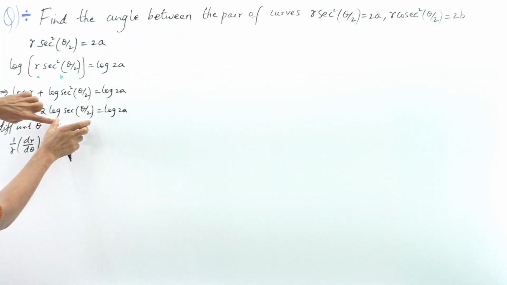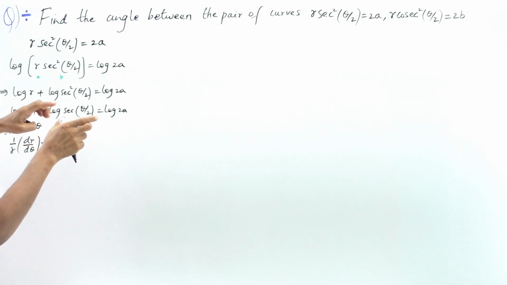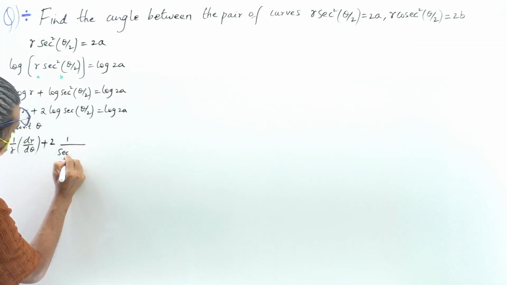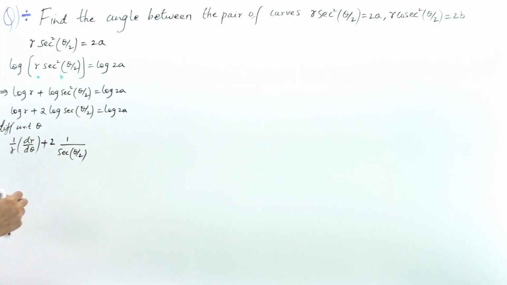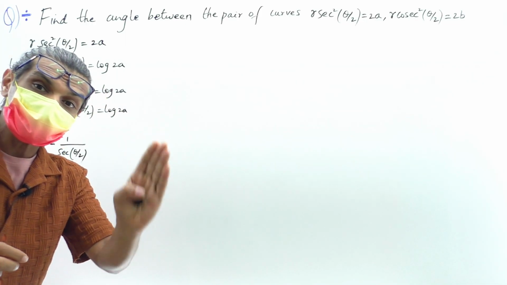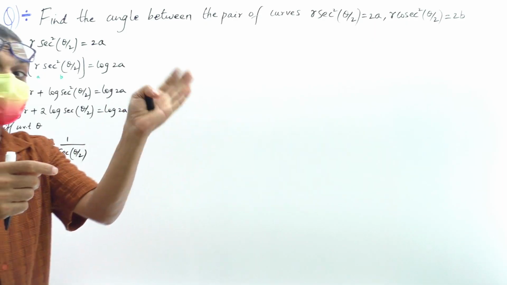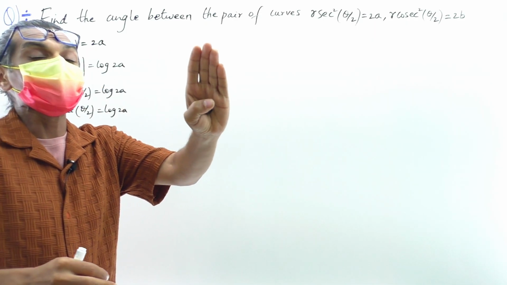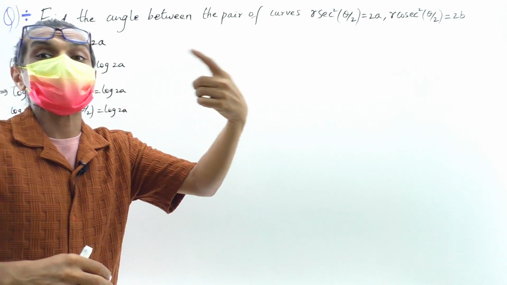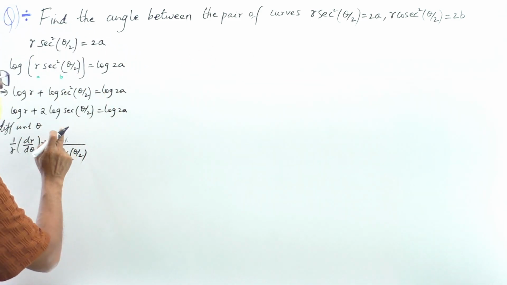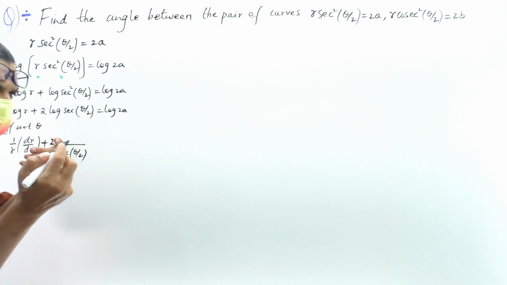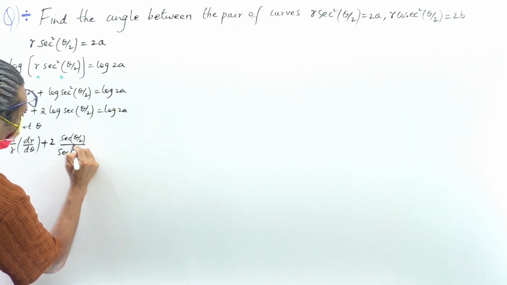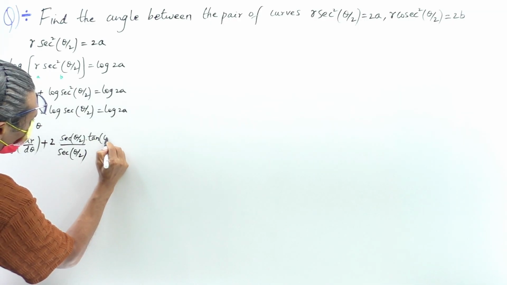See again, log of x is 1 by x. So log of secant, in place of x, what is there? Secant theta by 2. So it will be 1 by secant theta by 2. Again, only log x is 1 by x, log theta is 1 by theta, but in place of that x or theta, what is there is secant theta by 2. Again, we need to differentiate secant theta by 2. Derivative of secant x is what? Secant x into tan x. So secant theta by 2 will be secant theta by 2 into tan theta by 2.